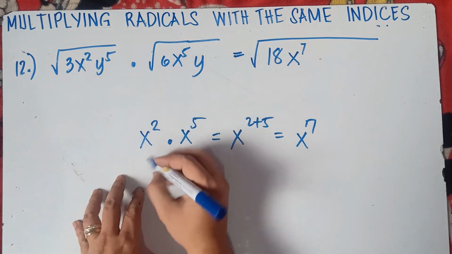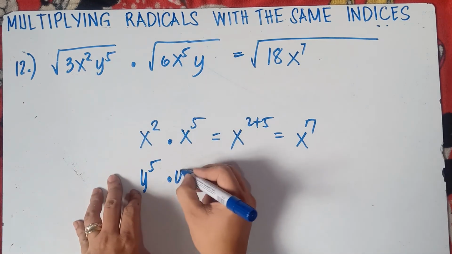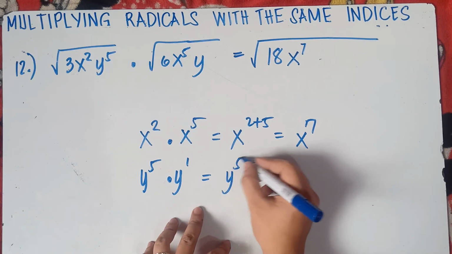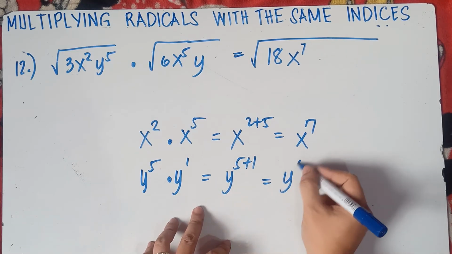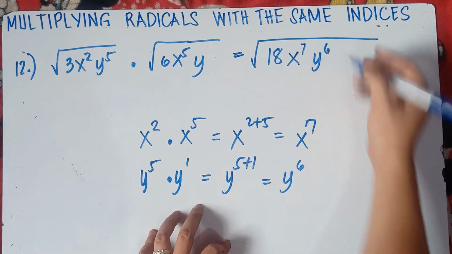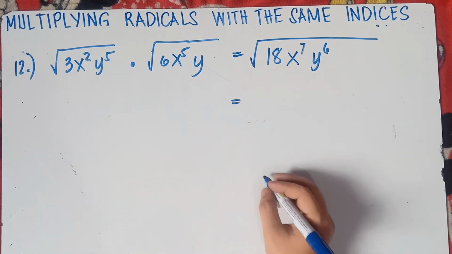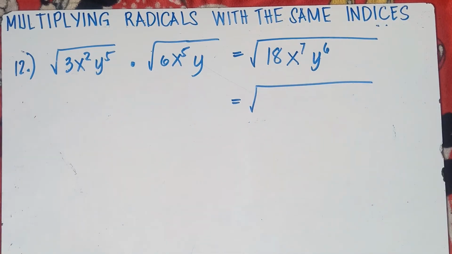Alright, and then for y, we have y raised to the power of 5 times y. So understood that there's 1 here. This will be y raised to the power of 5 plus 1. This will be y raised to the power of 6. Alright, and the next step is we need to factor this out. So we need to simplify.